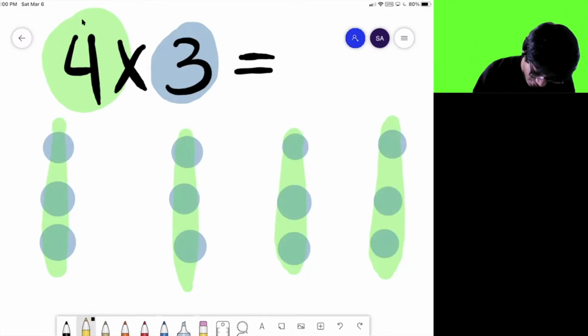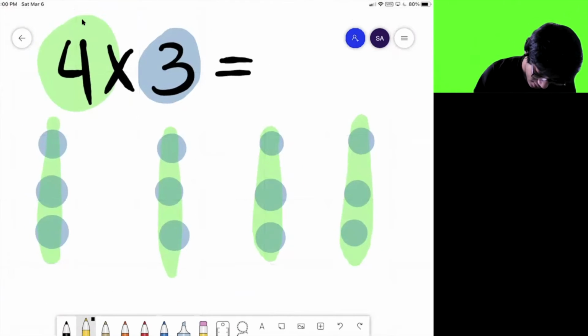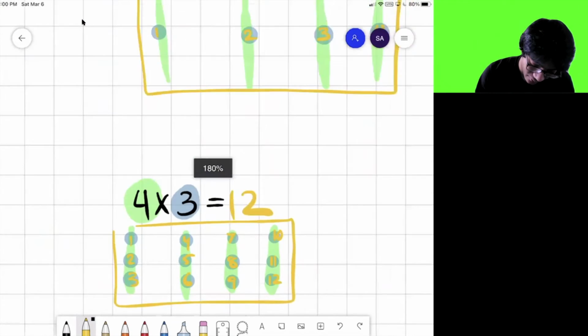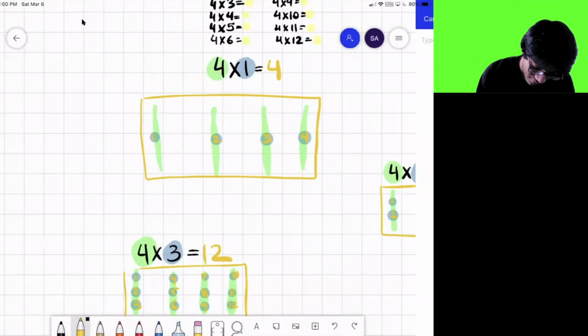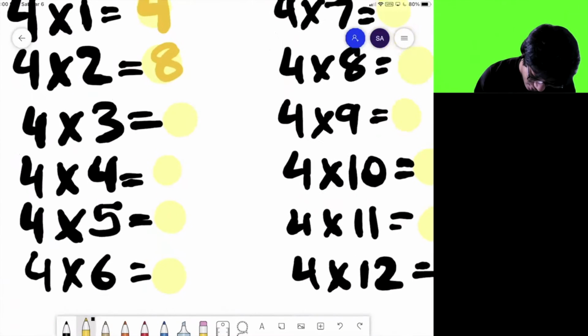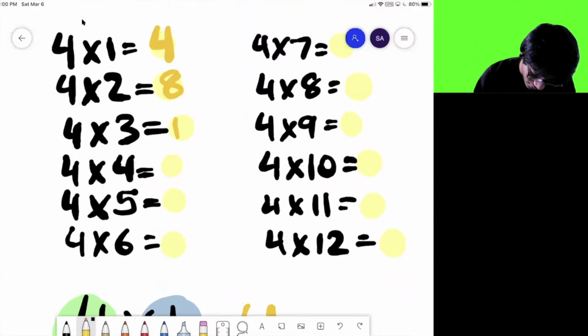Now count up how many dots are in this whole shebang. I have 1, 2, 3, 4, 5, 6, 7, 8, 9, 10, 11, 12. So 4 times 3, that's going to be 12. So come back right here to our table, and we can write that 4 times 3 is 12.